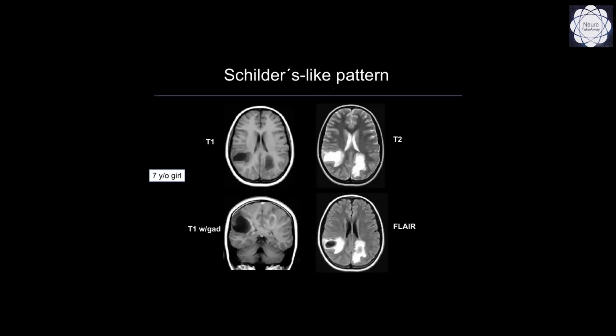In children, there are some aggressive patterns. One of them is the Marburg-like pattern, in which we have big lesions, tumefactive lesions with peripheral enhancement, and the evolution of some of these lesions is going to a cystic process, and it's associated with deterioration of the patient.